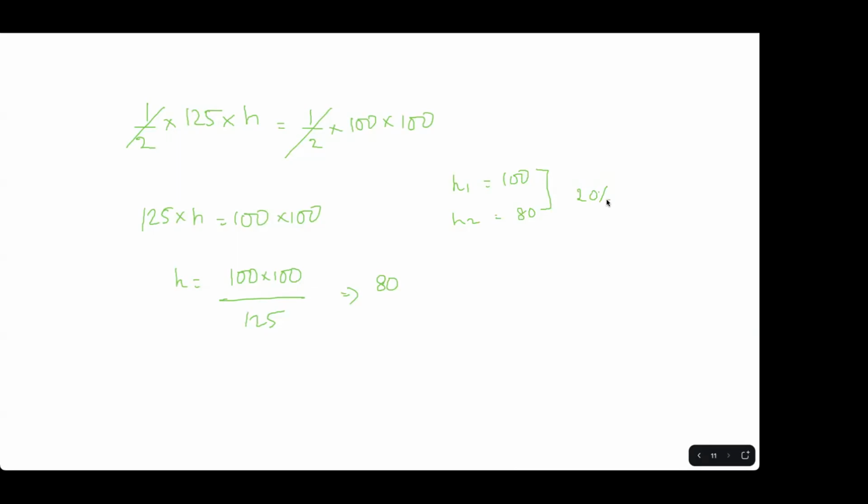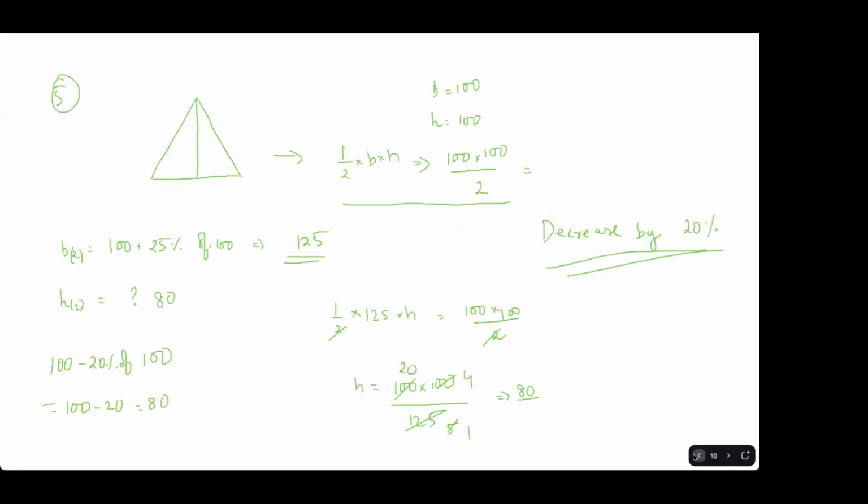Now understood? Yes, sir. Sir, I understood everything, but the only thing I didn't understand is that in the previous slide you wrote it as... B2. That is the second base and second height. Correct. Okay, sir, that's what I was confused about.